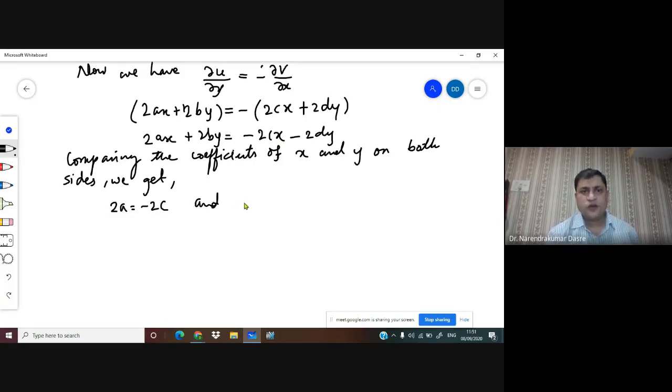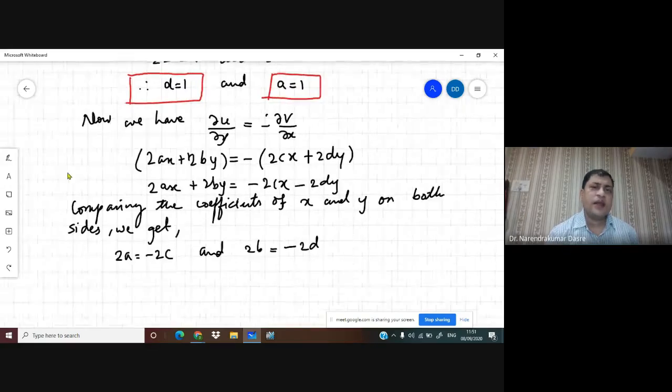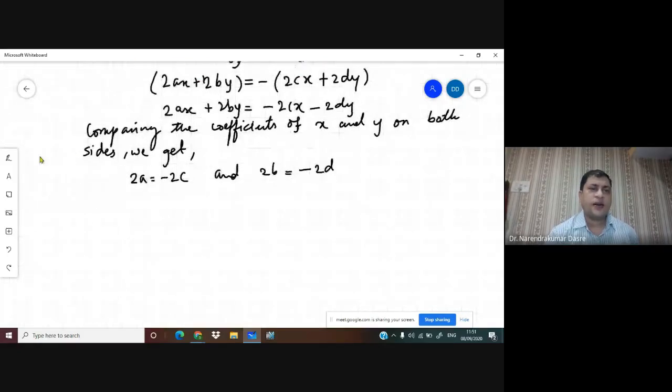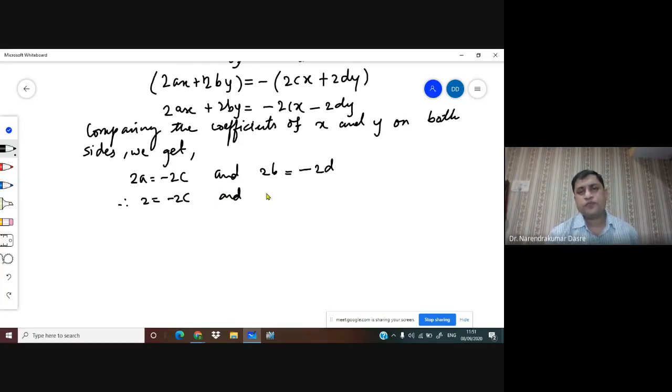And we have the coefficient 2b of y, and here it is minus 2d. So we have already calculated d and a. The value of d is going to be 1, the value of a is going to be 1. And hence we can write 2 is equal to minus 2c and b is equal to minus 2. Why are we able to write this? Because d is equal to a is equal to 1. So this we have already proved.